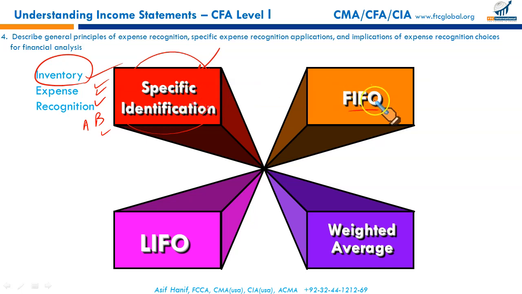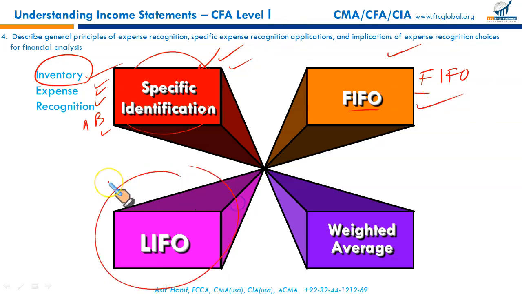FIFO means first in, first out. The items that are bought first are charged to CGS first. This is called first in, first out. It is allowed as per US GAAP and allowed as per IFRS. But the LIFO method, last in, first out, means the items that are received last are issued first to CGS, or the items that are received last are charged to production. This is only allowed under US GAAP, and that's one of the differences between IFRS and US GAAP. That will be discussed in detail in your inventories reading.